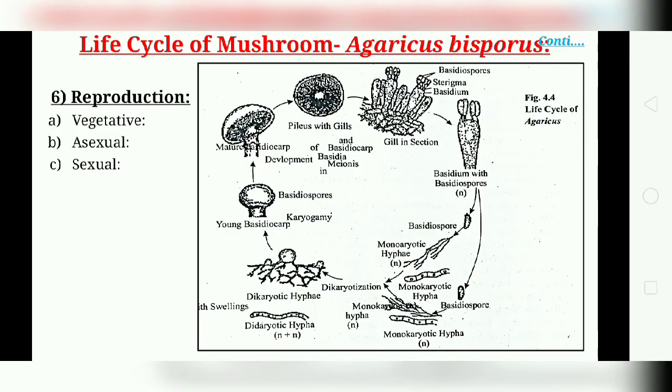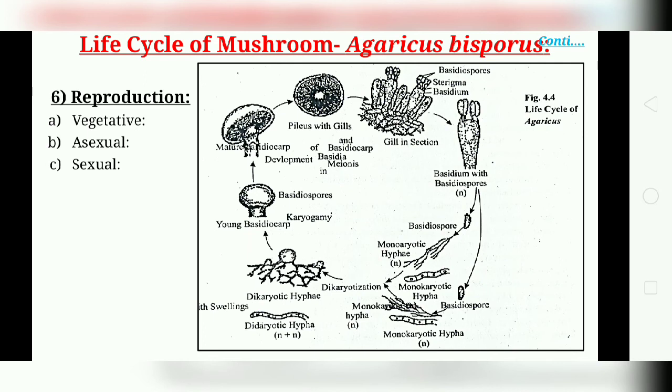Now the next part, the reproduction of Agaricus. Agaricus is reproduced by vegetative, asexual and sexual methods. When we discuss the vegetative method, the edible mushroom in the commercial field is grown from a small piece of dikaryotic mycelium called inoculum or spawn. Asexual reproduction is done by chlamydospore formation. The chlamydospores are formed on secondary mycelium, which then germinate to produce dikaryotic mycelium. Some species of Agaricus reproduce by oidia formation.